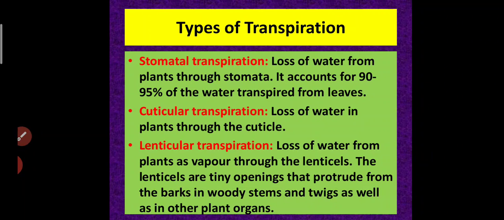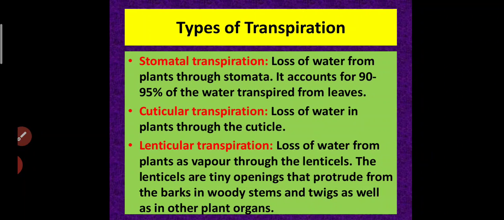Next is types of transpiration. We have three types. One is stomatal, the other one is cuticular, and the other one is lenticular. In stomatal transpiration, the water is lost around 90 to 95% through stomata. Then cuticular transpiration with the help of a cuticle, which is a small thin layer present on them. Lenticular transpiration means there are lenticels, which are generally present in tropic plants.